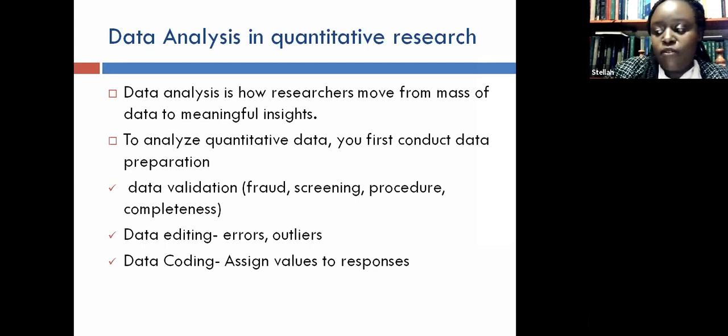For example, if I want to look at the gender of students, I might have female and male. So for me to analyze this data in a quantitative manner, it is very hard to use female and male. So what happens is I might have to assign a number. Remember, it's quantitative, so it's numerical. I might have to assign a number to female. So assume I say female is number 1 and male is number 2. So when I do my analysis, it becomes much easier for me to interpret, because I'll be looking at what percent is number 1, that is female, and what percent is number 2, that is male. So for you to analyze your quantitative research, data coding is a very important aspect.